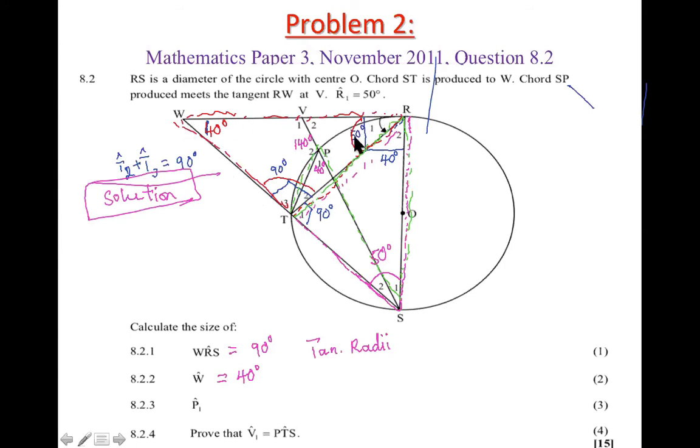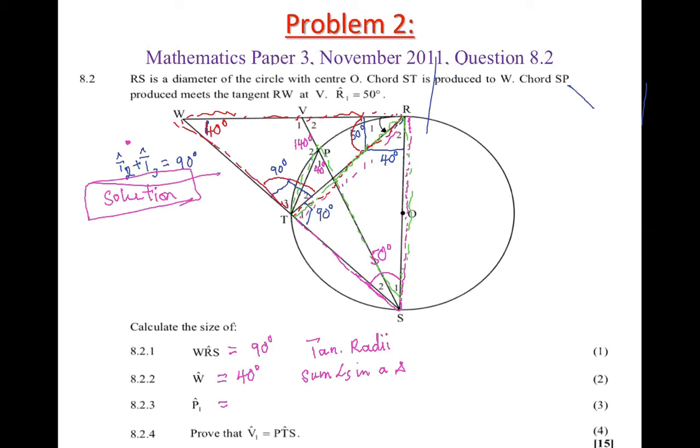We already know angle R1 to be 50 degrees, and we know angle T2 plus T3 to be 90 degrees, which we did here earlier. So if this is 90, this is 50, then this is 40. So what should be the reason again? Sum of angles in a triangle. Excellent. What's your name? Rayhan. Okay. Sum of angles in a triangle. All right. Let's go ahead to P1.